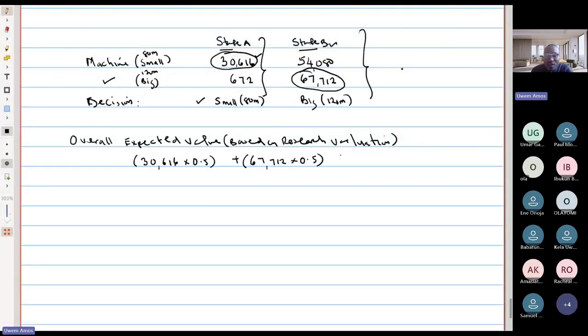Okay, so what is our overall expected return based on that? I could just add the two up and multiply by 0.5. It gives me the same thing. Since the probabilities are equal, it should be 36,616 plus 67,712, divided by 2. So I have 49,164.